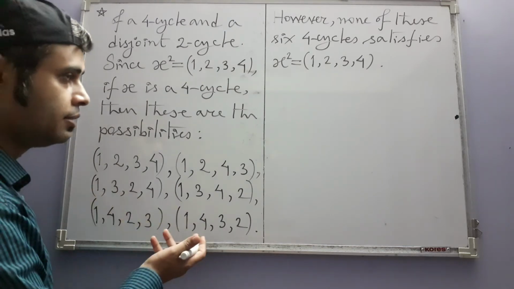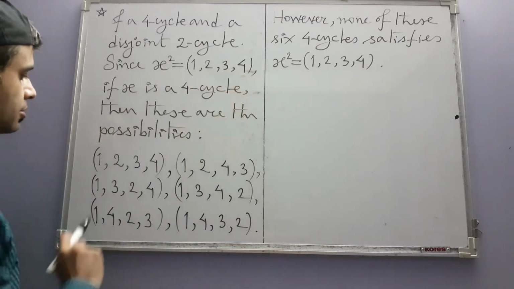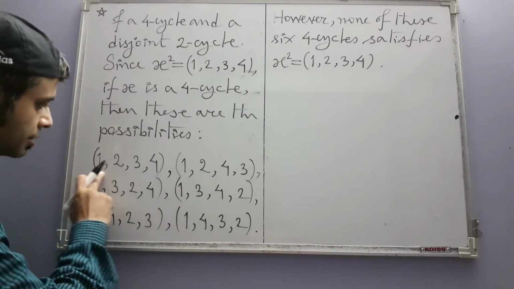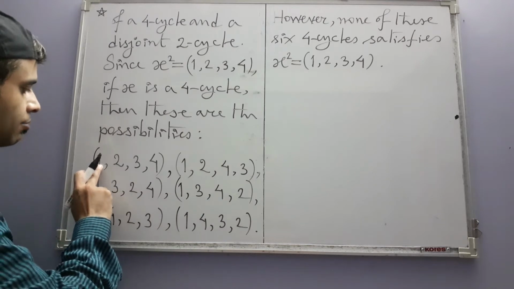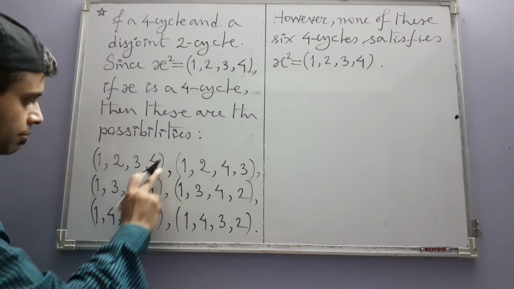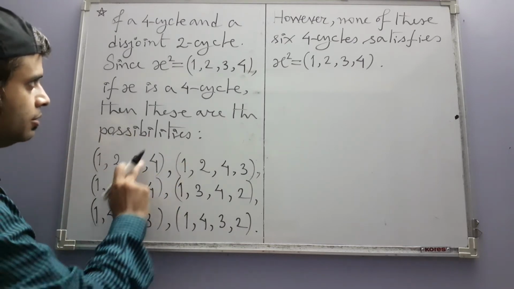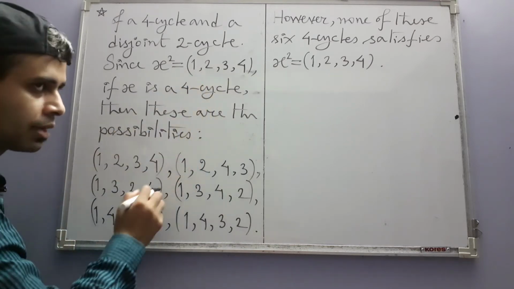So what do we need here? We need x squared to be equal to this. So if we take, for example, the square of this itself, that square will first of all take 1 to 2 and then 2 to 3. So if you calculate the square of this one, the image of 1 will be 3. That's not what we have here. So this is ruled out, the first one.